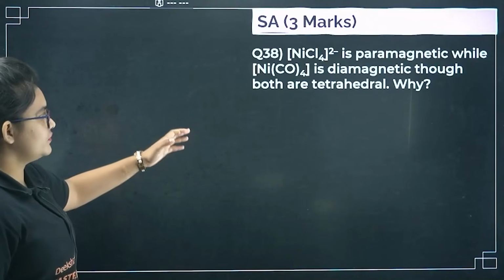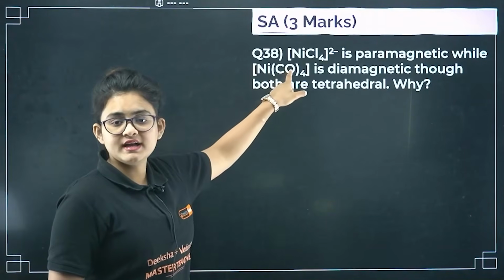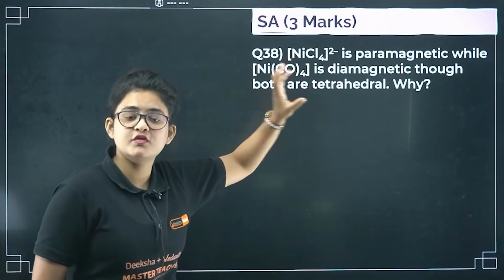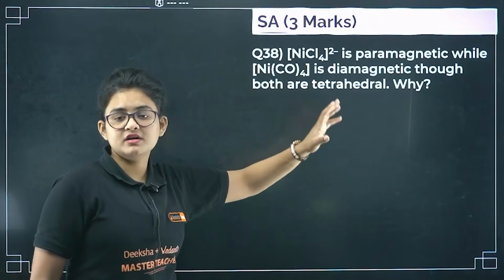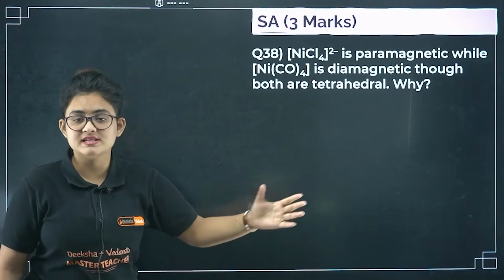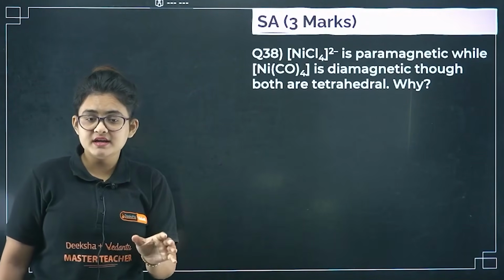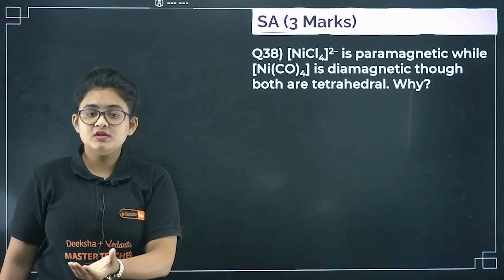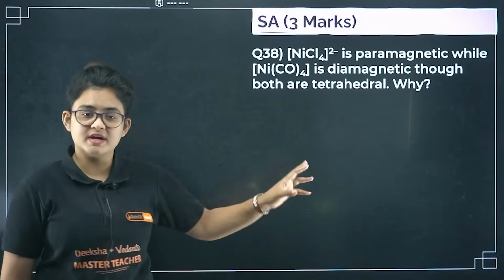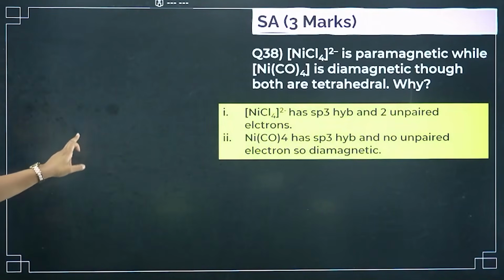Again the same type of question. This is a strong field ligand, this is a weak field ligand. Strong field ligand will force pair, and you will not get any unpaired electron, hence diamagnetic. Cl is a weak field ligand, unpaired electrons will be there, no forced pairing, hence paramagnetic. Okay, let's proceed.